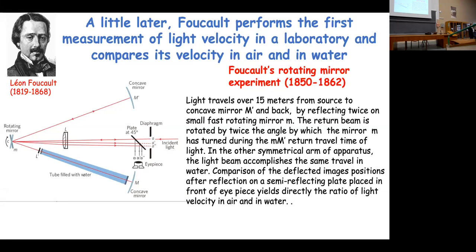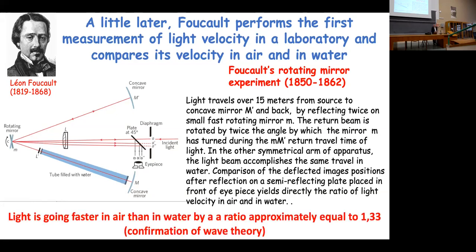So during the time the mirror turns, it takes more time for the mirror to turn while light is going back and forth, and the angle is larger. And so the trick here is that by comparing the position of the two spots, he gets directly the ratio of the velocity of light with respect to the velocity in air without having to know what this velocity is. And he found that light in water is going 1.3 times slower than in air.